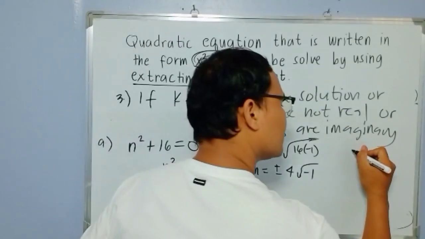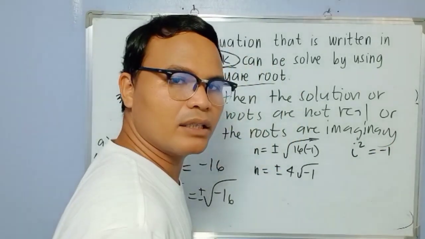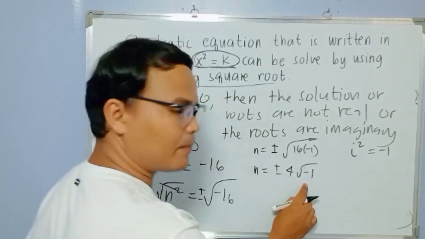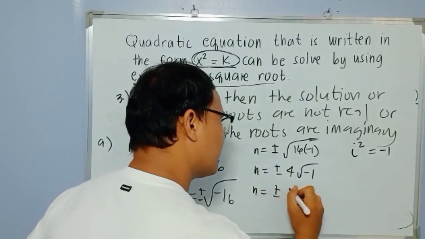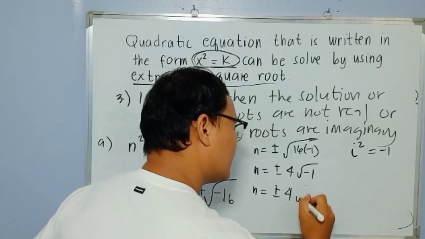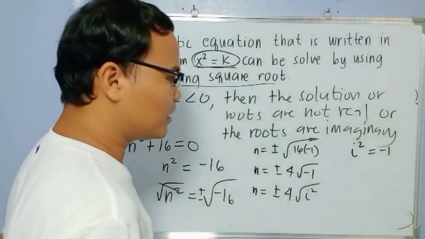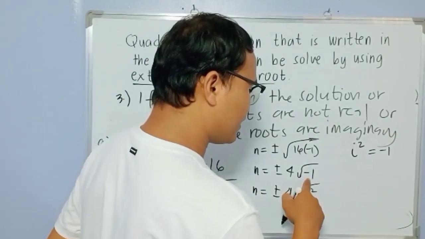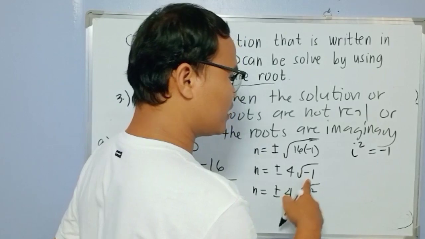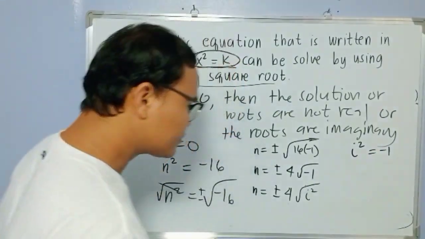In algebra, i squared is equal to negative 1. So, pwede pa natin masimplify ito. n equals positive negative 4 times the square root of i squared. Kumbaga, nag-substitute lang po tayo dito. No? Si negative 1 substituted by i squared because i squared is equal to negative 1.